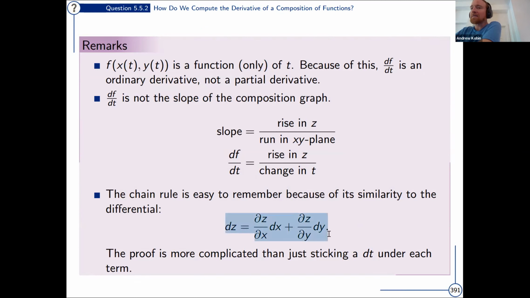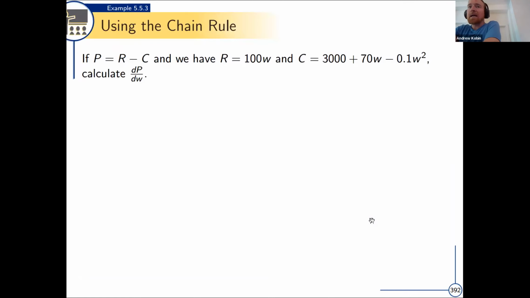So if you already knew that this is the definition of the differential, you wouldn't be able to immediately deduce the chain rule just from this. If you want to see a proof of the chain rule, you can ask me later, or you can look this up and we can discuss outside of the lecture video. So let's do an example to practice with the chain rule.